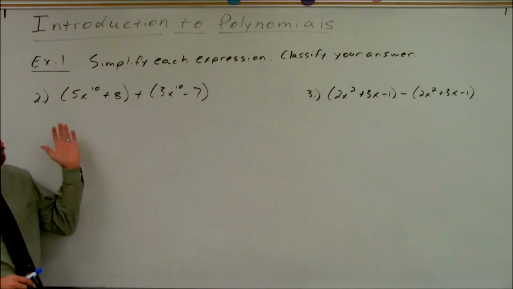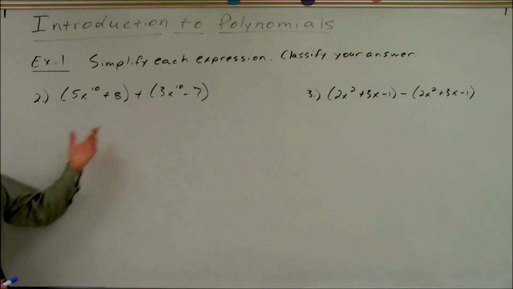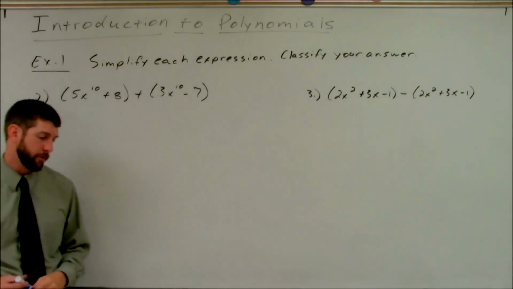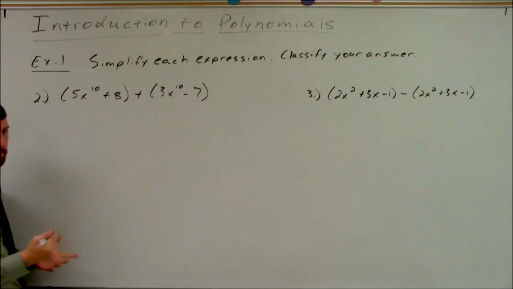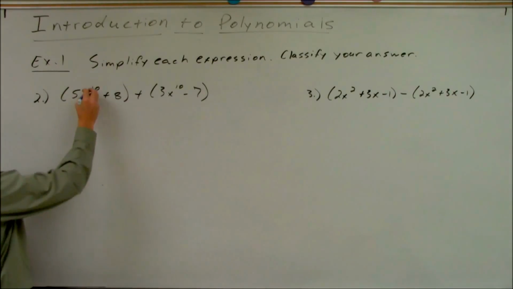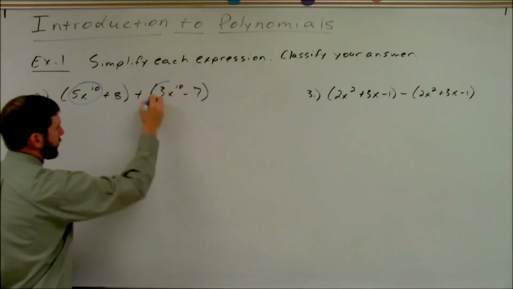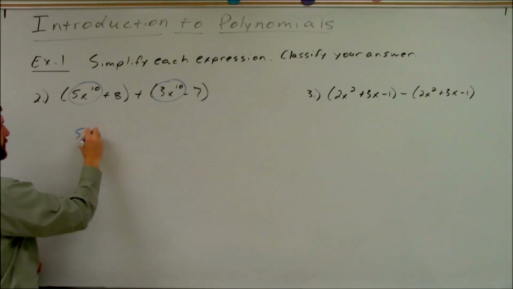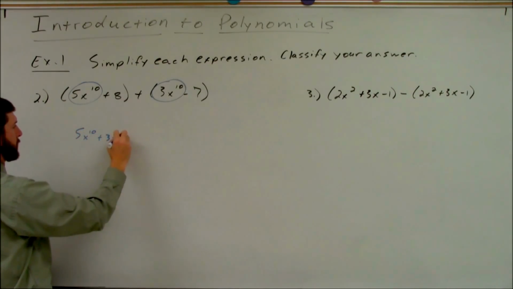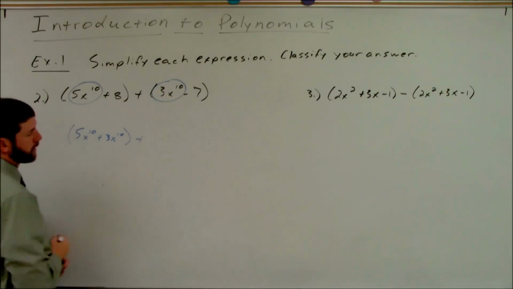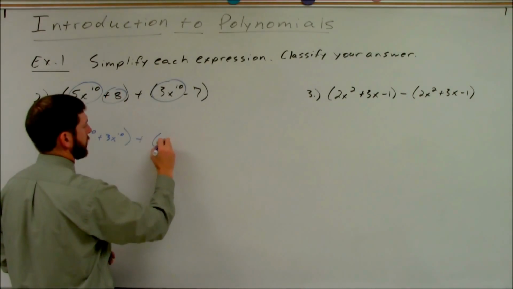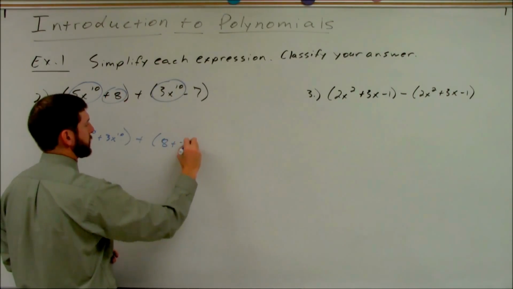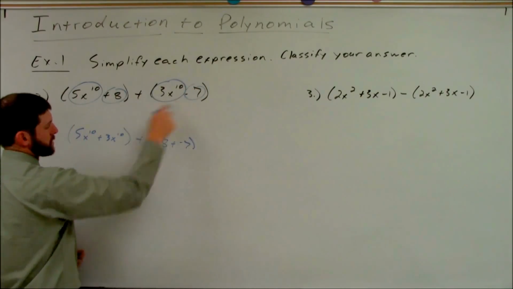So hopefully you were able to solve or simplify each of these expressions. Let's go through and check your work. So here we have the sum of these two. We're going to put our like terms together. So 5x to the 10th and 3x to the 10th, plus 8 is a constant, plus negative 7. So 8 plus negative 7.